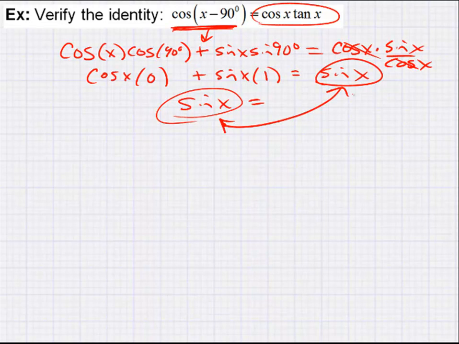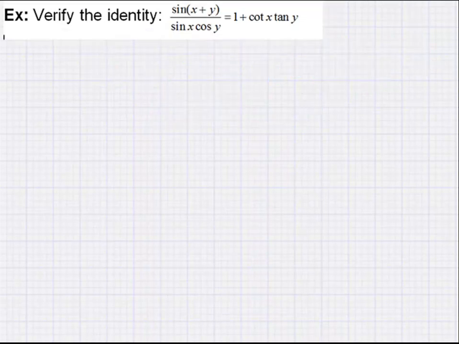But we were using difference identities now instead of some of the other identities we were working with before, and we also threw in a quotient identity into the mix. So now you have to keep building and building your list of identities that you could use in working with these verify the identity questions. Here's another one.